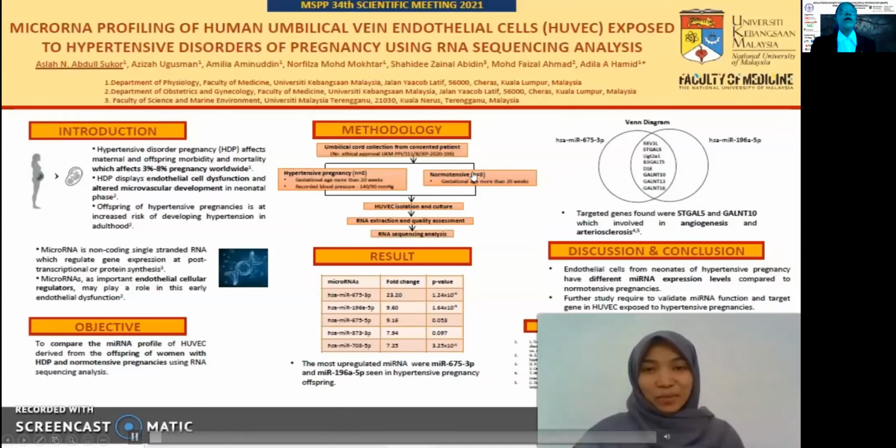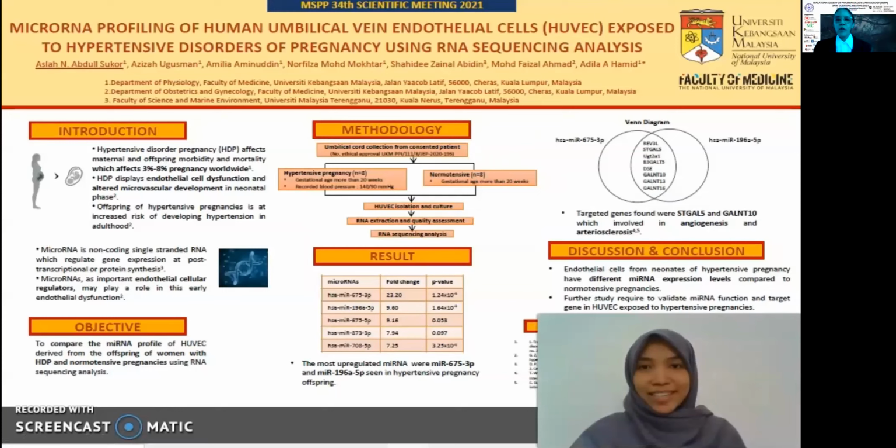Okay. Our second presenter is Ms. Alisha from the UKM. The title is microRNA profiling of human umbilical vein endothelial cells exposed to the hypertensive disorders of pregnancy using the RNA sequencing.